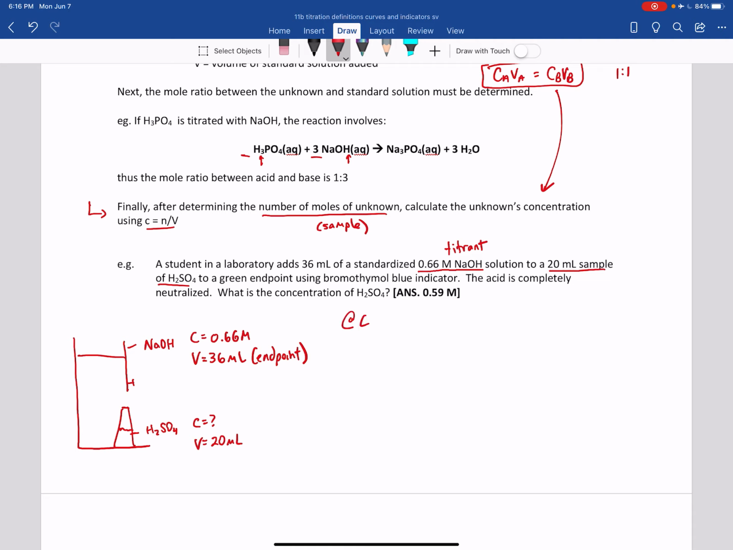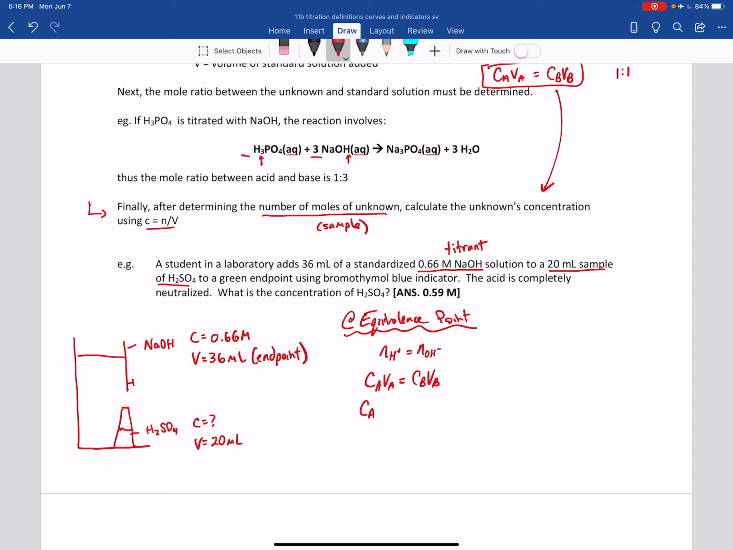So we can say at the equivalence point, based on above, the moles of hydrogen are equal to the moles of hydroxide. So we can say CAVA equals CBVB. That's the assumption of all titrations. So we have all of our numbers here. We can substitute this in.